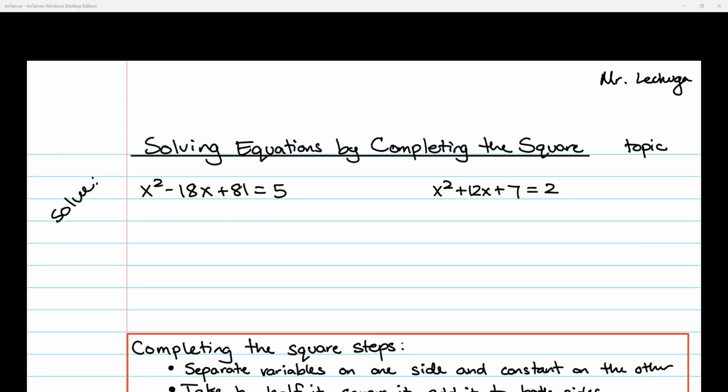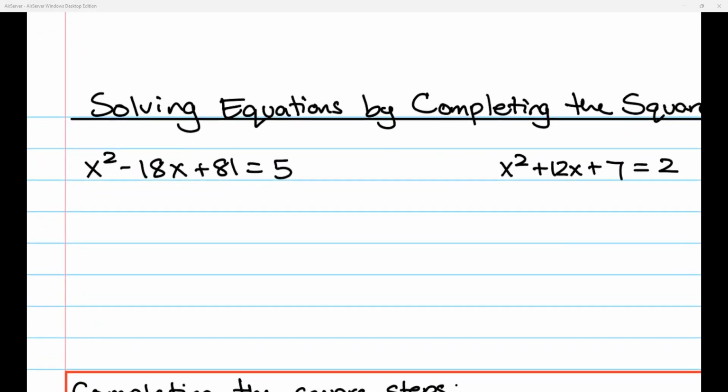Today's video is on solving equations by completing the square. So let's go over a couple of examples and show you why it's necessary to complete the square. In the past, if we had something like this, we could solve it by factoring.